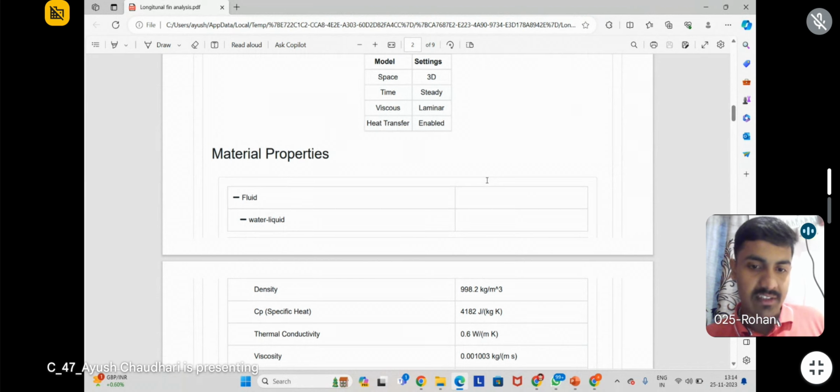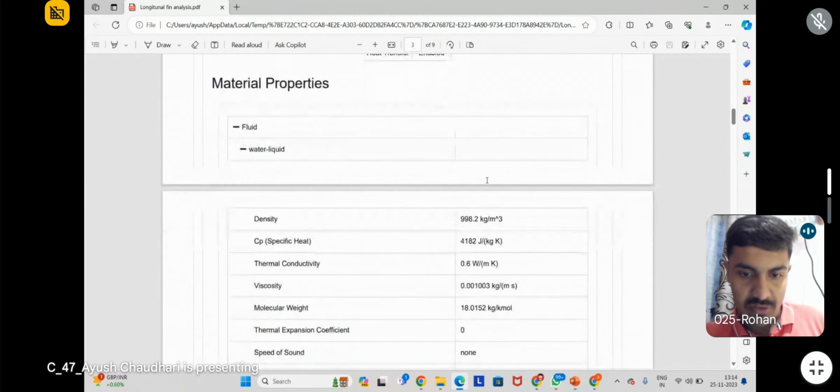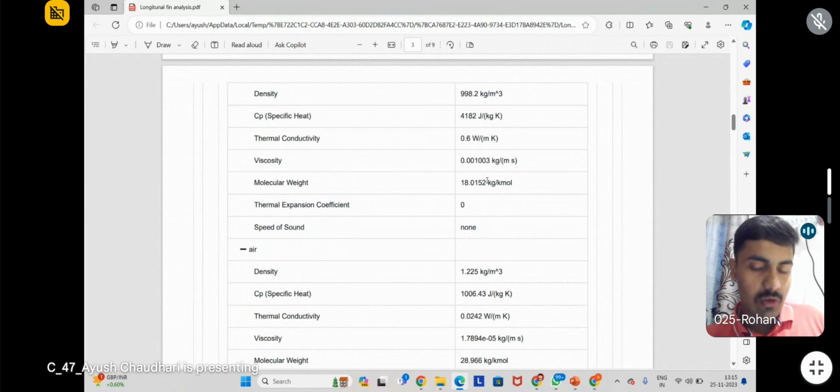Material properties were: density was 998.2 kg per meter cube. Specific heat was 4182 joule per kg Kelvin, and the thermal conductivity was 0.6 watt per meter Kelvin, and the viscosity was 0.001003 kg per meter second. Molecular weight was 18.0152 kg per kmol. So air and further was also taken as the default.